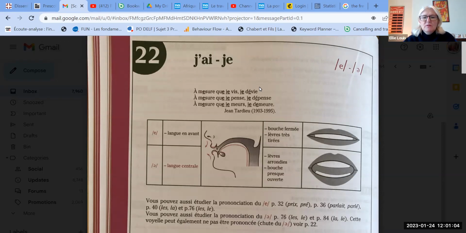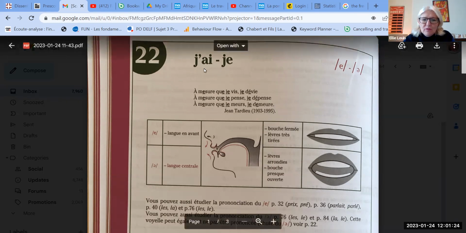So today we're going to do j'ai, je. And you might say, oh, come on, Ellie, that's such a basic thing. I know that, but you'd be surprised where it pops up, this sound, and where there might be something to discover where it actually comes up in other words, and you might be tempted to pronounce those words slightly differently from those two sounds. So even if you feel confident with j'ai, je, take a look at what we're going to have a look at now.